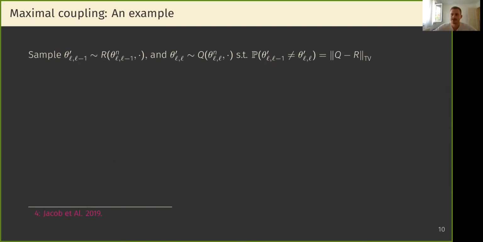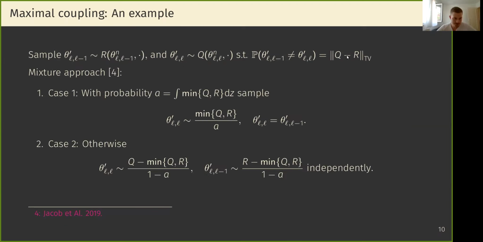Just a quick example of how to create a maximal coupling. We want to sample theta prime L minus 1 from R and theta prime L from Q in such a way that it is indeed a maximal coupling, meaning that the probability of them being different is equal to the TV distance between Q and R. What is proposed in this paper is a mixture approach, where with probability A, given by this integral, which if you think of them as Gaussians would be the area of the overlap between both densities, you sample theta prime L from this distribution and set theta prime L minus 1 equal to theta prime L. Otherwise, you sample theta prime L from this distribution and theta prime L minus 1 from this distribution independently.